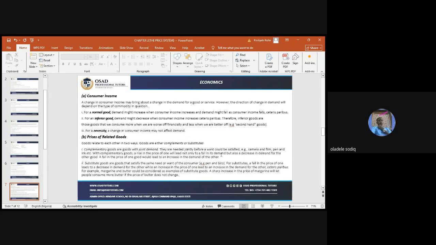Okay, the direction of change in demand will depend on the type of commodity in question. What we are saying here is what will make you choose to buy a product. Don't forget that demand is a willingness and the ability to pay or to buy, right? So the direction of the change in demand, don't forget that there can be change in demand. What can make there be change in demand? All these factors that we have mentioned can make you change your demand.